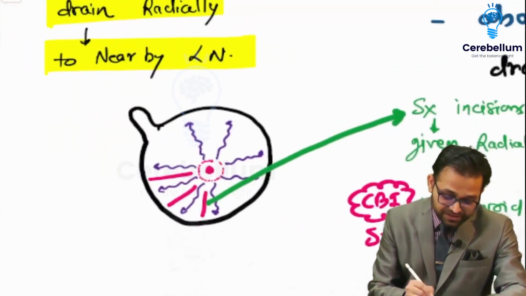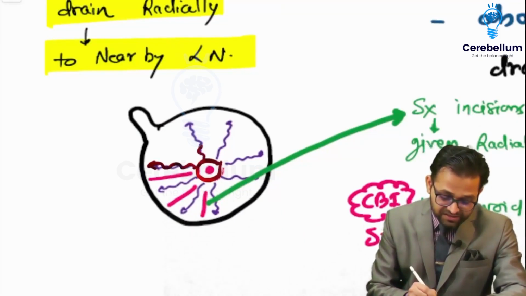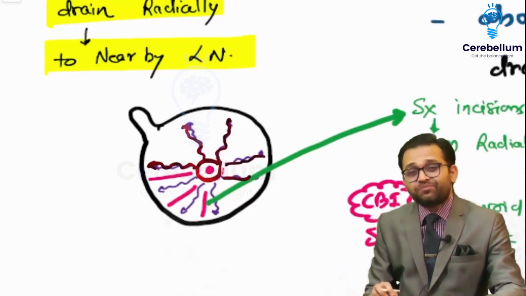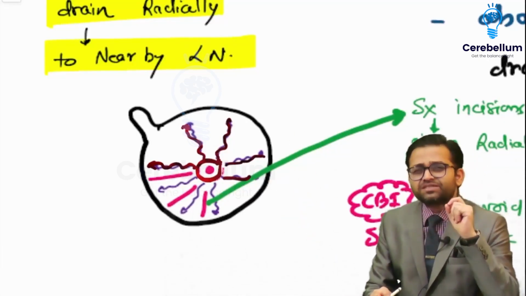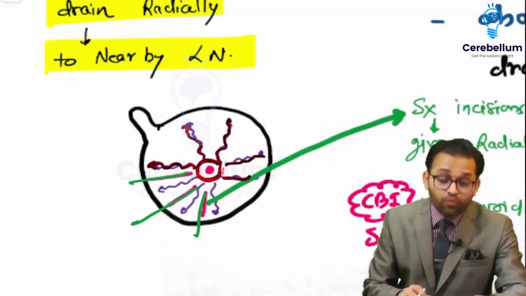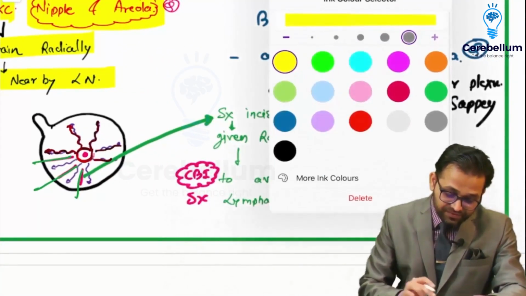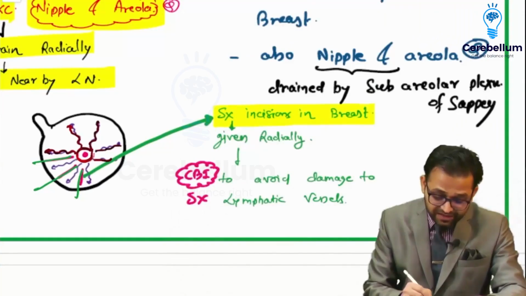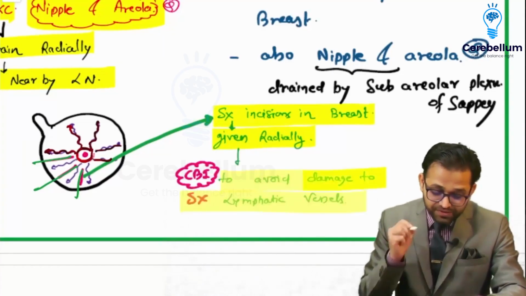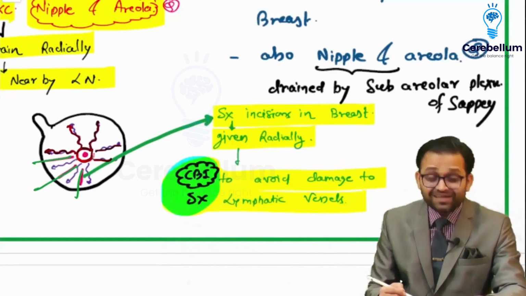Can you see, sir, this is the breast. Here is the nipple and the areola part. So the lymphatics are draining radially. That's why in surgery, whenever you have to give an incision in the breast for a breast abscess, for pus collection or anything, always give the incision radially to avoid damage to the lymphatic drainage. What you have to remember: surgical incisions in the breast are given radially, not transversally, not circumscribed, to avoid damage to the lymphatic vessels. Beautiful integration of the anatomy and the surgery.